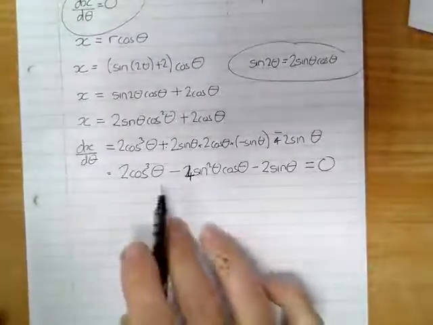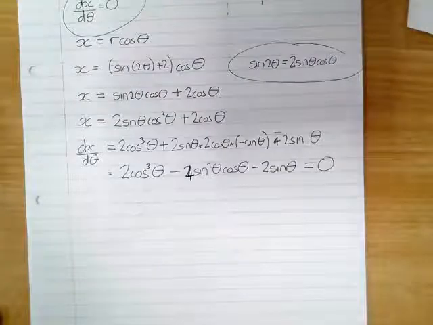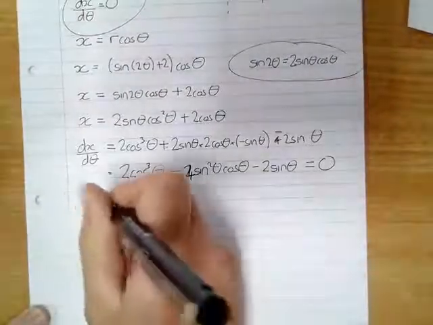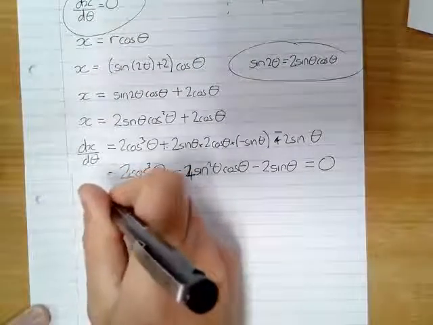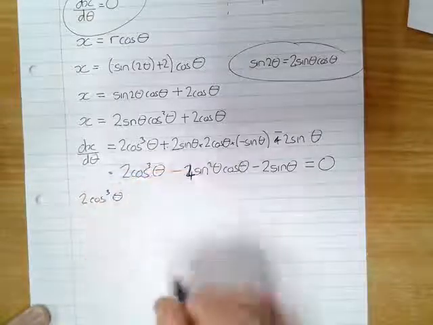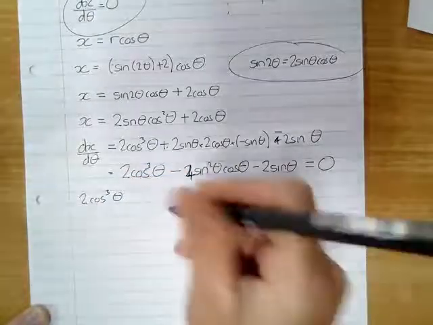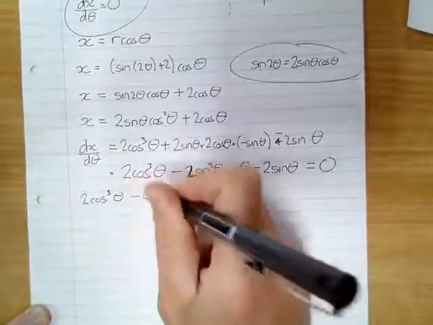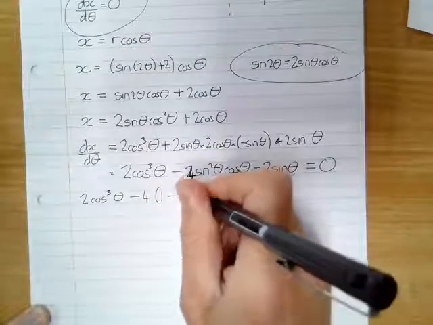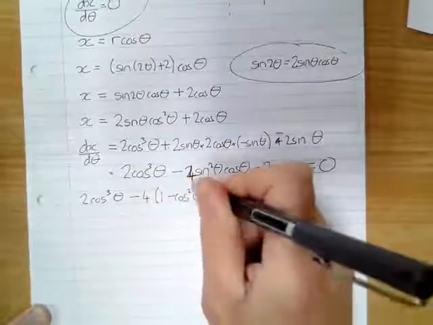What I'm going to try and do is write it all in terms of cos. Okay, so keep the first one the same, and then I'm going to eliminate this sine squared theta here by rewriting it as 1 minus cos squared theta, like so.